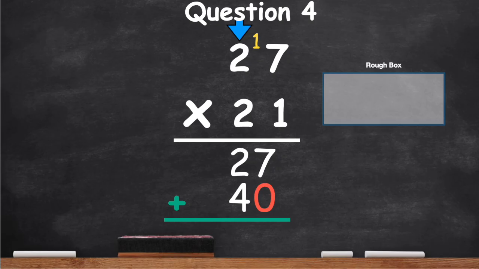Now we're going to do 2 times 2. So in the rough box, we're going to write 2 times 2. 2 times 2 equals 4. Now we're going to add that number that we carried. Let's bring down the 1. And then we're going to add 4 plus 1. 4 plus 1 equals 5. So let's bring that 5 down to the answer section of the hundreds column.